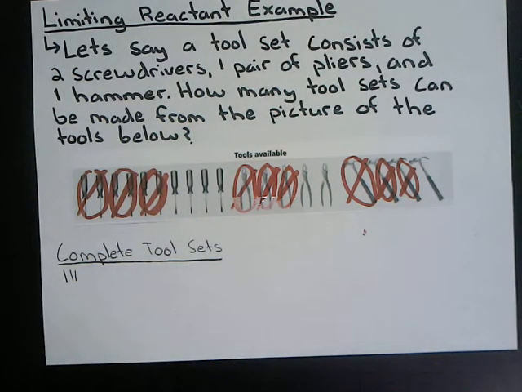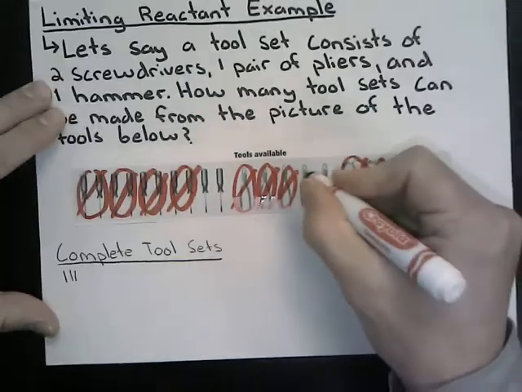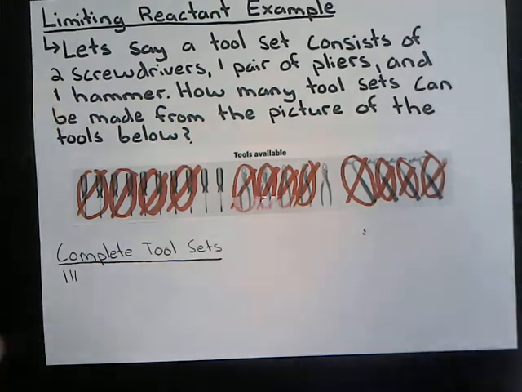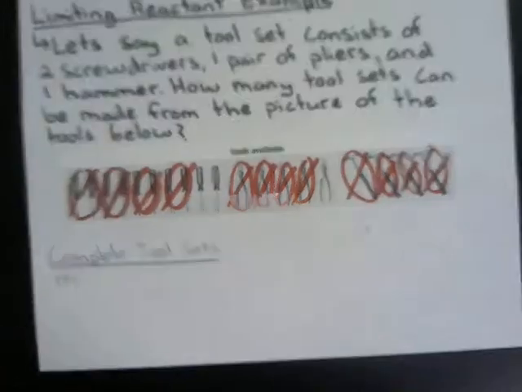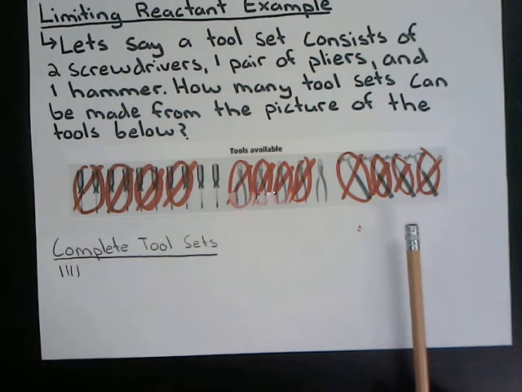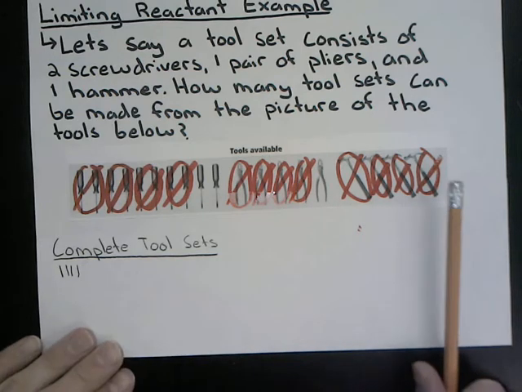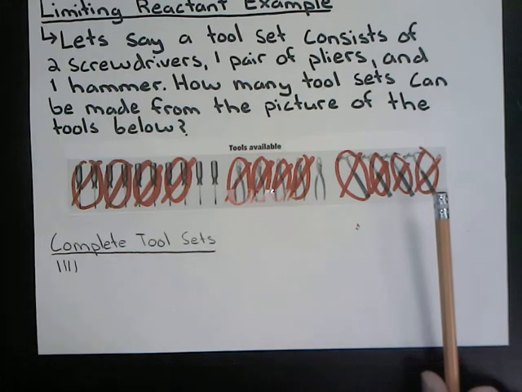And now let's keep making our sets. So we need 2 screwdrivers, 1 pair of pliers, and a hammer. So that's our fourth set right here. And then we have to look at this, okay? And we say, okay, each set needs 2 screwdrivers, a pair of pliers, and a hammer. But do we have another hammer to make that 5th complete set?